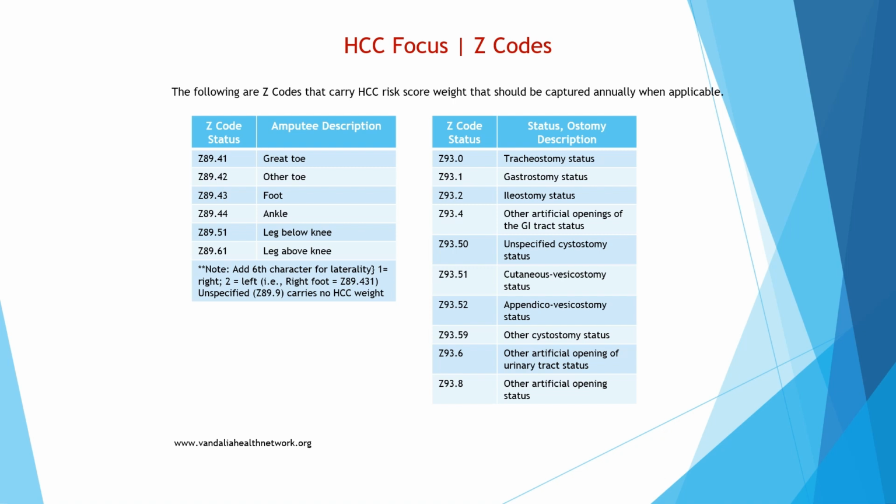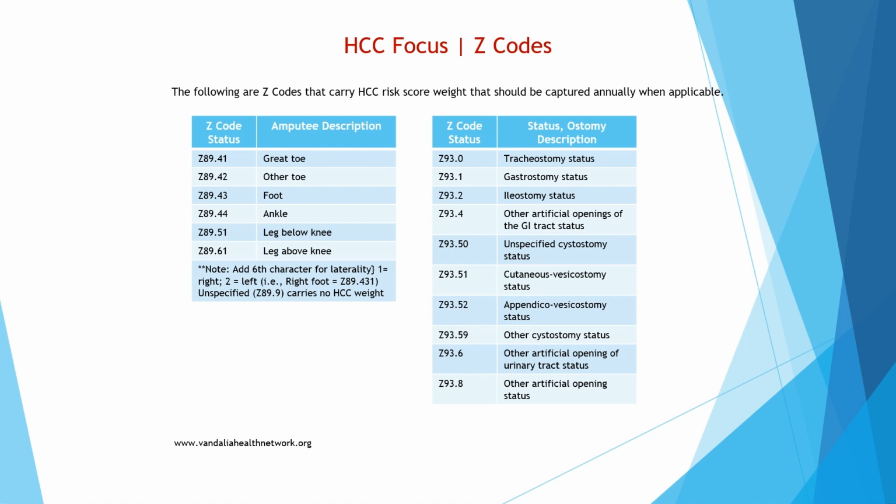Z code status is Z89.43. Amputee description is foot. Z code status is Z89.44. Amputee description is ankle. Z code status is Z89.51. Amputee description is leg below knee. Z code status is Z89.61. Amputee description is leg above knee.